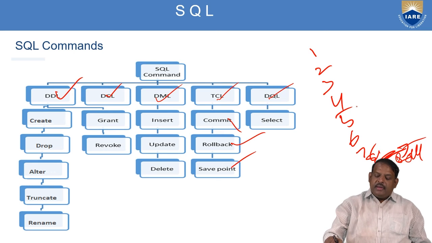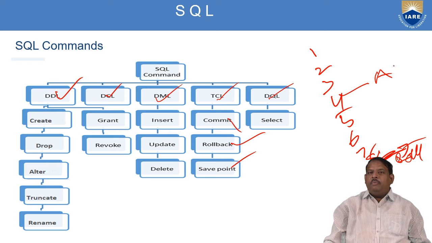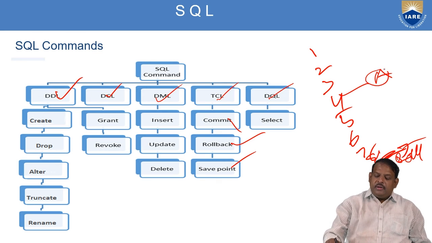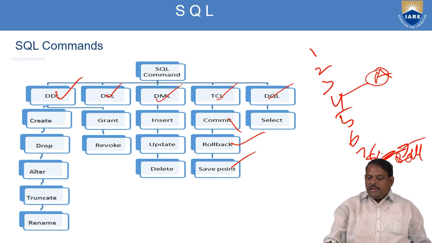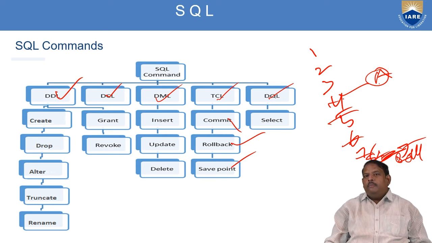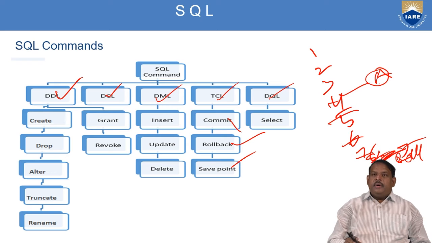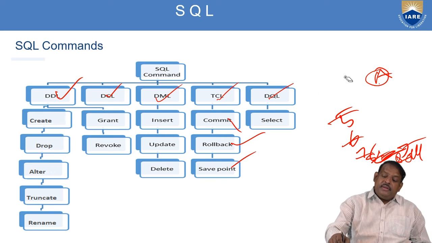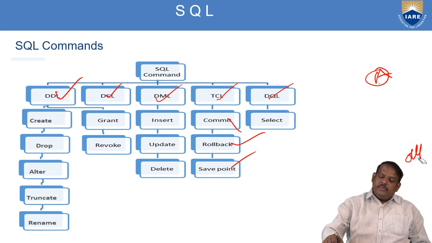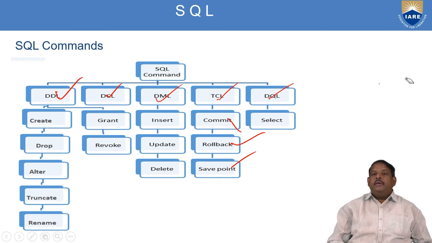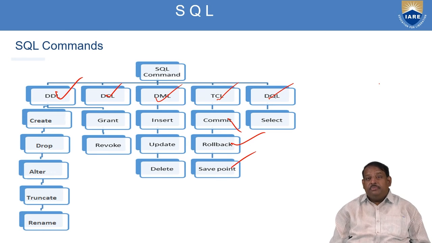See, the save point is at this particular point. I'll say save point A. When I say save point A, till this point your data is stored. When I say rollback here, 5, 6, 7, 8 will be rolled back till the point 4. Your database is stored. That is save point. Save point is the intermediate saving at some point.